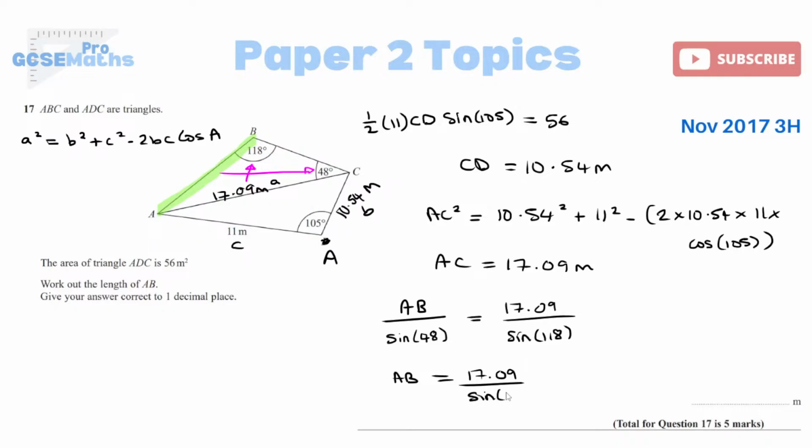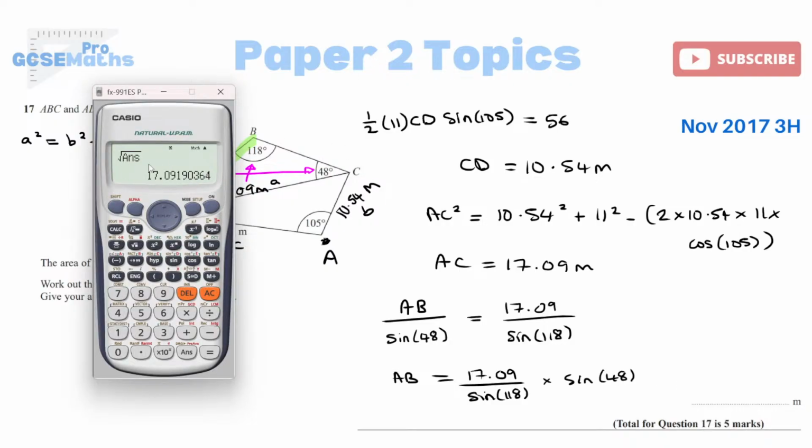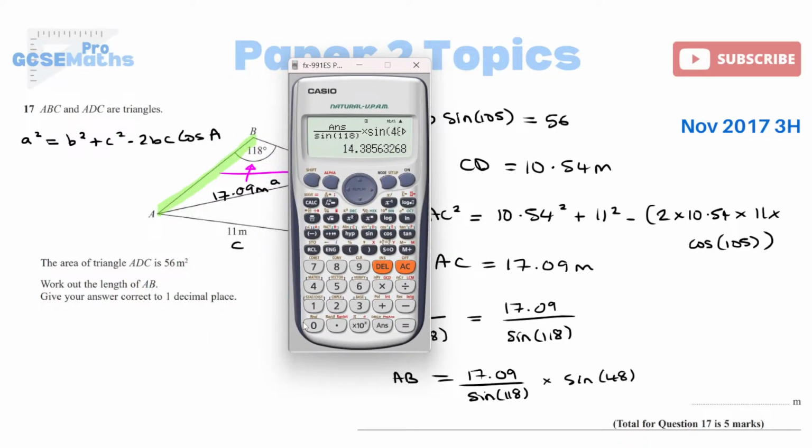And then we're just left to type it in. Sine 48. So it's just a lot of typing in, basically, isn't it? A lot of substitution. So I've still got my answer here. Again, I'm still going to use the answer button to copy that, just so I can get as accurate an answer as I can at the end. Sine 118 times sine 48 there, and then we get 14.3856. Now I can finally round it because it is the answer, right? I try not to round anything too soon. So for one decimal place, 14.4.